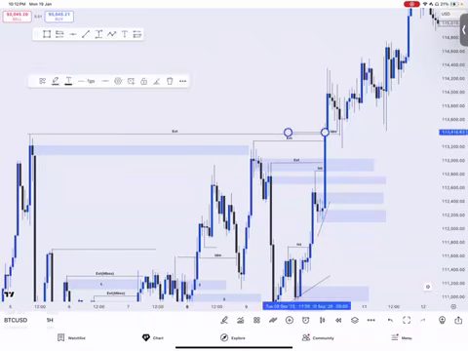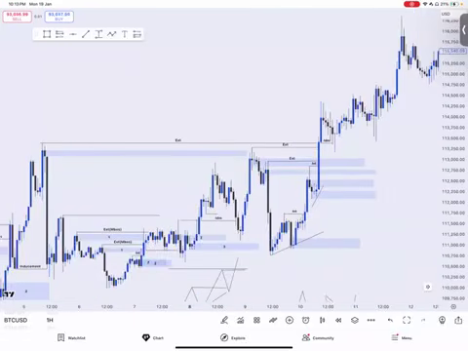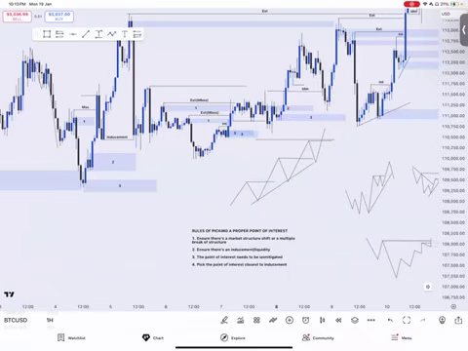So now it's time for the third rule. The third rule says the point of interest needs to be unmitigated. First of all, let me define mitigation for you guys. Mitigation basically means price, in terms of trading, in terms of TA. Mitigation means price coming to tap into your point of interest.